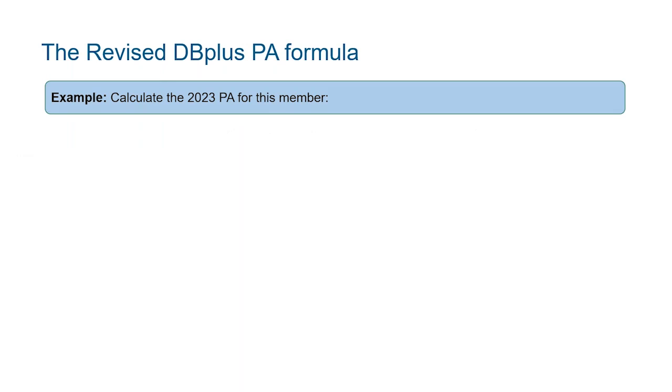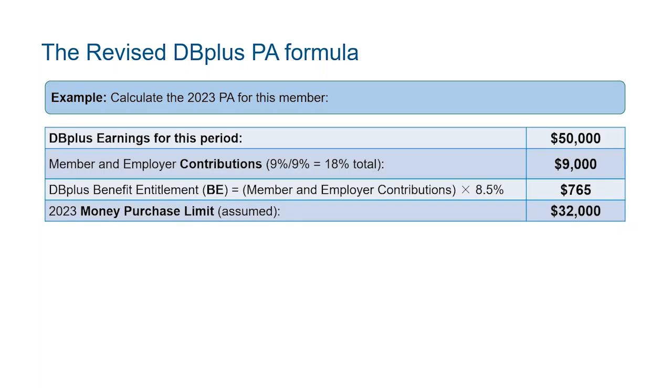Let's go to a quick example. Let's calculate the 2023 PA for a member with the following data. They have DB plus earnings of $50,000 and total contributions of $9,000, and therefore a benefit entitlement of $765. We assume the 2023 money purchase limit of $32,000.